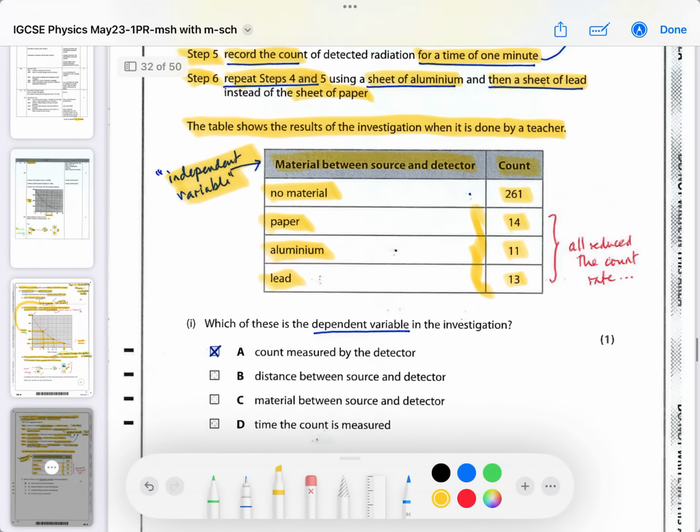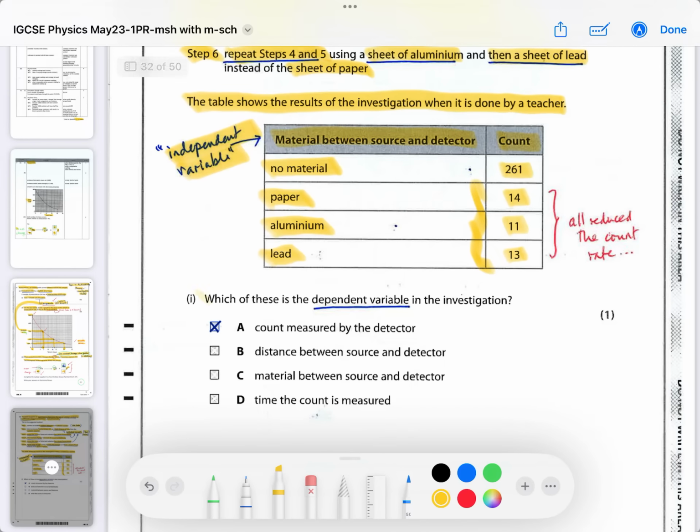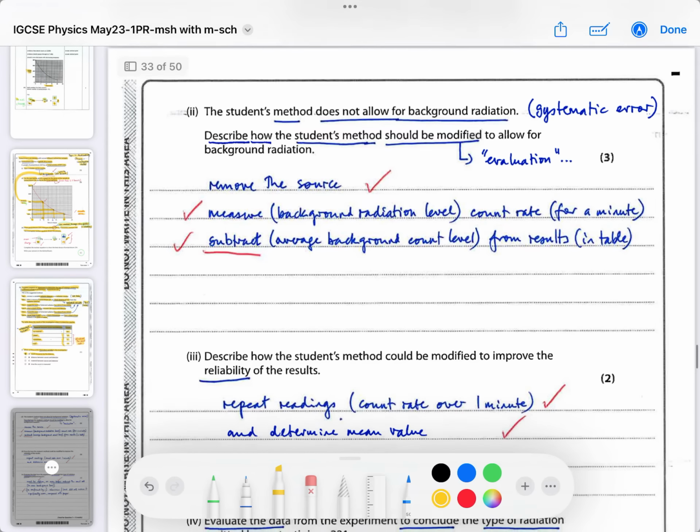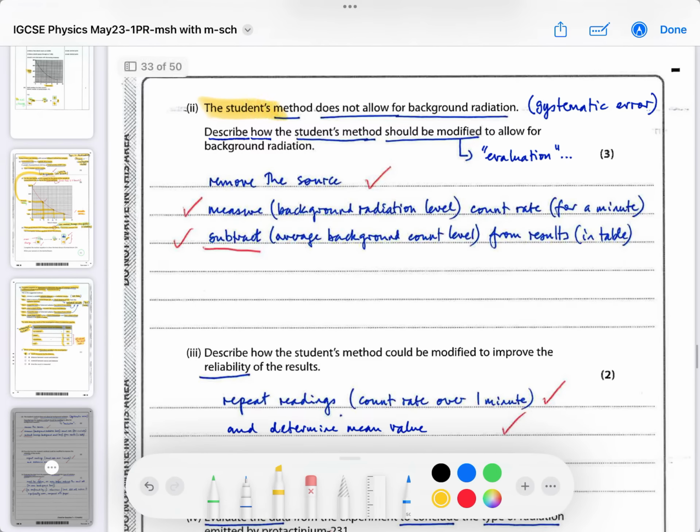Okay, so then it says which of these is the dependent variable. The dependent variable is the count rate because it's what you measure when you change the material. So A is the answer. Okay, so all aluminium, paper and lead all reduce the count rate to more or less the same value. There's something they did wrong, which they're now going to go into. Okay, the students' method does not allow for the background radiations.